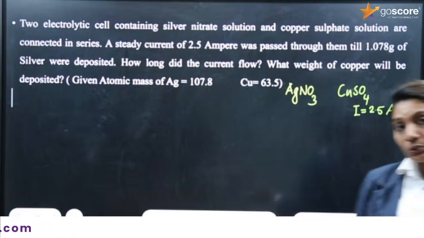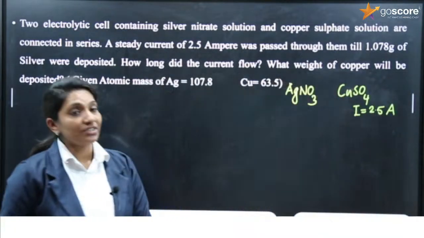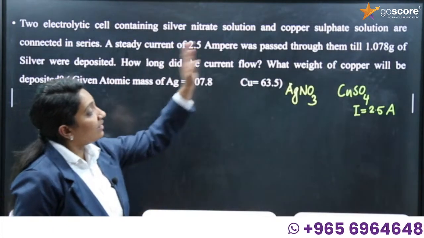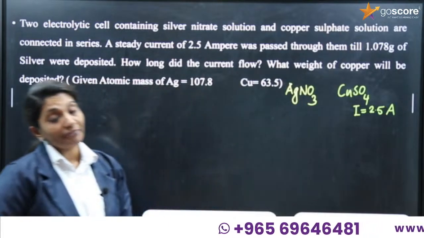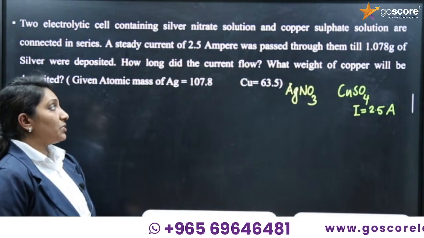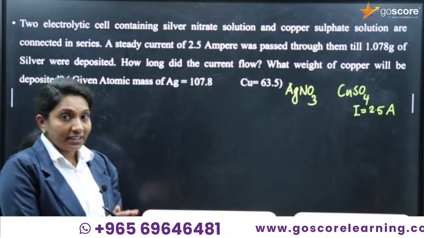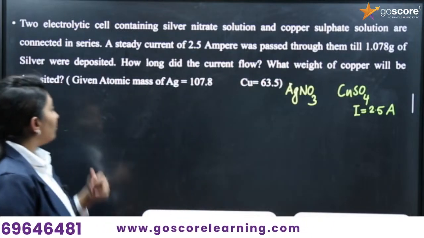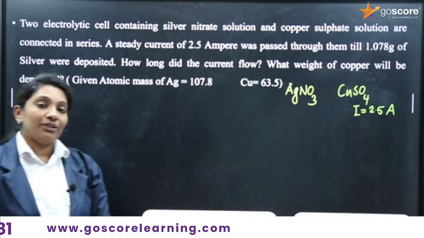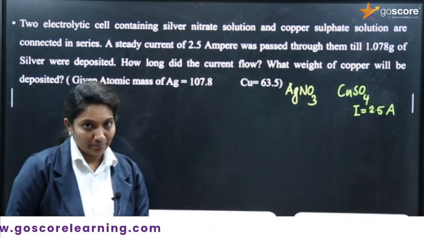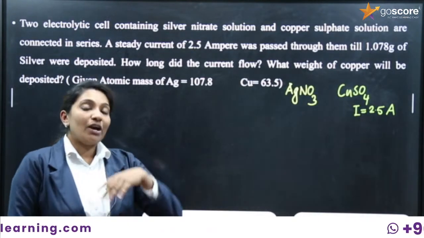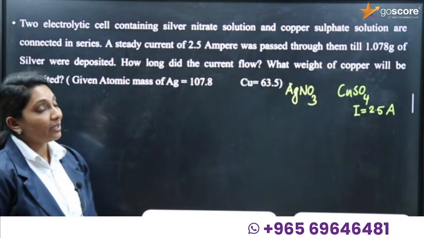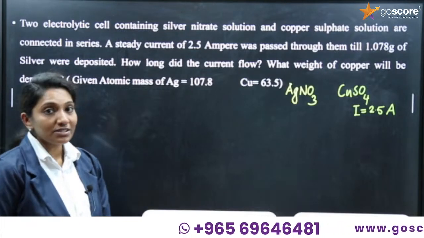So we have connected two electrolytic solutions, silver nitrate and copper sulfate, and you are passing the same amount of current, that is 2.5 ampere, through these two solutions, and after a particular time, 1.078 gram of silver was deposited. You have to find out what that time period is, and during that time period what will be the amount of copper deposited. So how will we solve this?